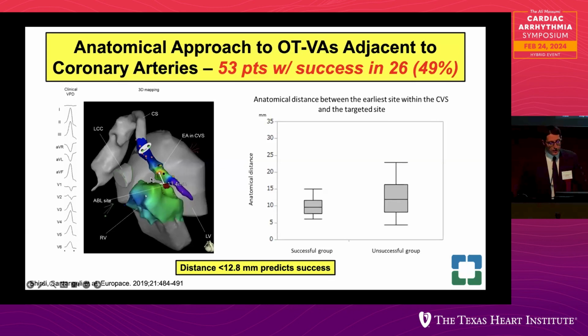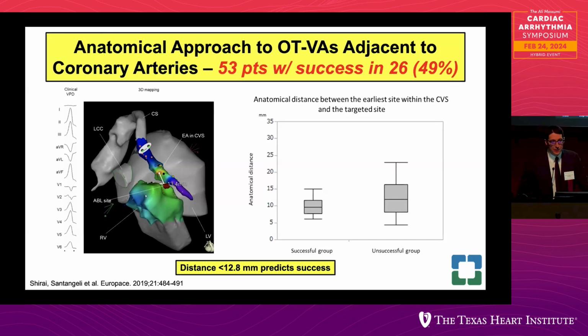It's just a series of patients where we have early activity in the AIV or a branch of the AIV, and we couldn't ablate in that location because of either proximity to the coronary arteries or inability to advance the ablation catheter in that location. So we ablated from the opposite side. And the only predictor of success was the anatomical distance from the target site to the adjacent site.